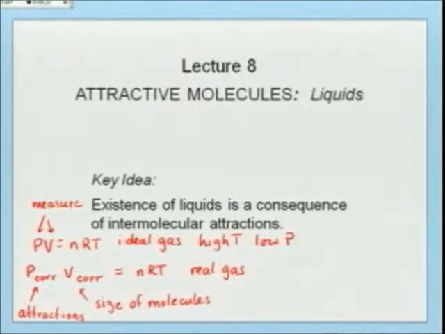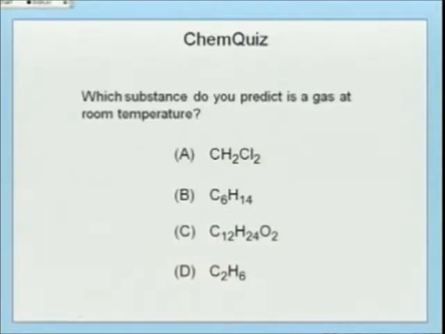So I'm going to begin with this chem quiz to let you talk about which of these substances you predict will be a gas at room temperature. I don't have their names, but I have chemical formulas up there. These are off the pre-class assignment. And what patterns do you think are important? Which of these are going to end up being a gas at room temperature?